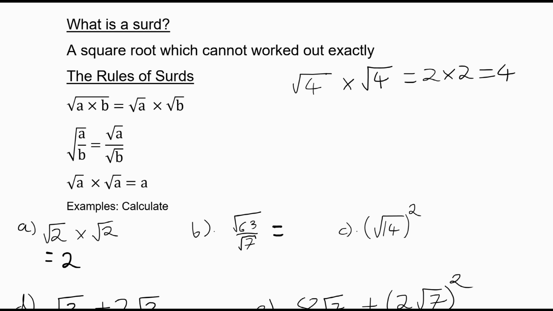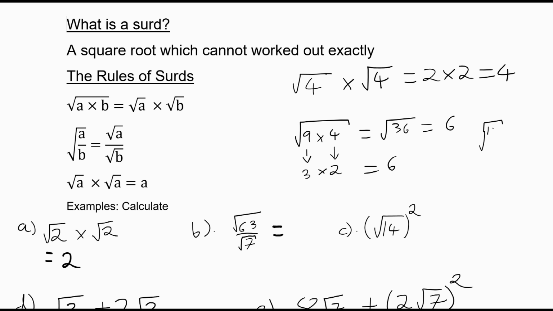Another example, if I have the square root of 9 times 4, we know that that is the square root of 36, which is 6. But we could also think of it like this. Square root of 9 is 3. Square root of 4 is 2. 3 times 2 is also 6.